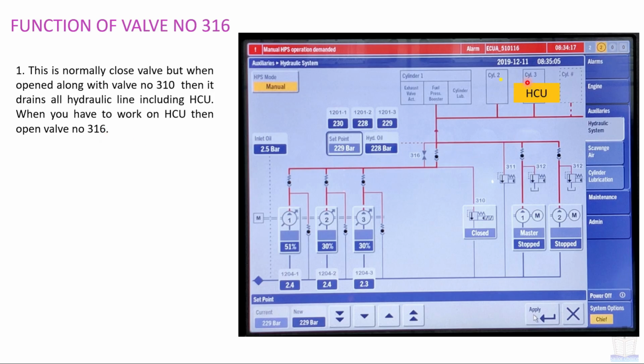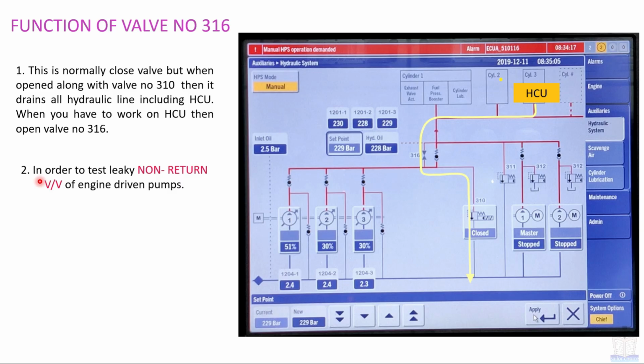So as you know, these are SU, hydraulic cylinder units, and if you need to work on SU, then it needs to be drained completely. In that case, once you open this 316 along with 310, then all oil will drain out, and thereby the hydraulic cylinder unit will be completely dry.